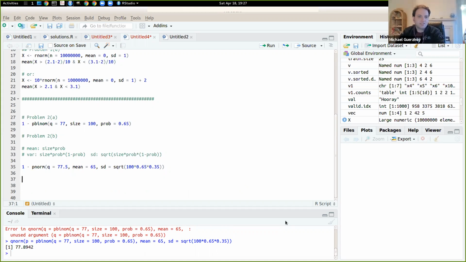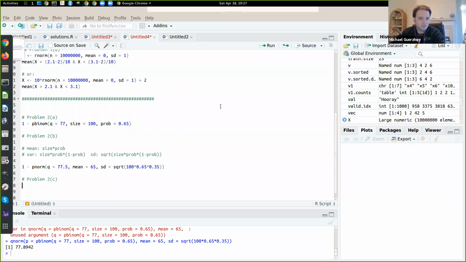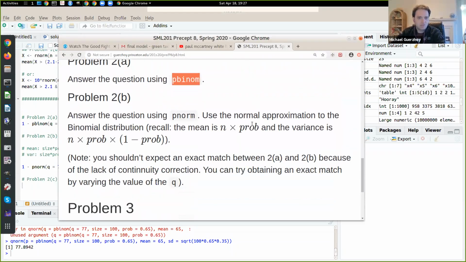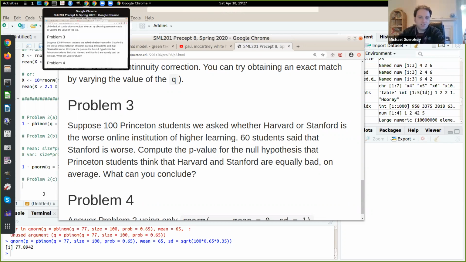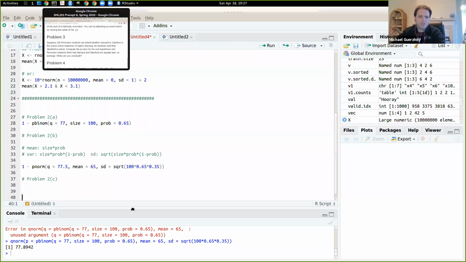Okay, so that's that. So 2C is probably asking us for r-norm. Oh, there is no 2C. So problem 3. Harvard and Stanford, 60 students said that Stanford is worse. Compute the p-value for the null hypothesis that Princeton students think Harvard and Stanford are equally bad on average, so on average across the students. So how do we express the null hypothesis here?